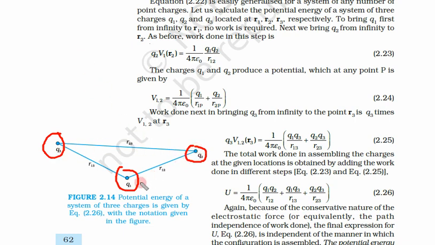So let us solve. Let us say that we brought charge Q1 first and there was no other charge. In that case, the work done must be equal to 0. In the first case, work done must be equal to 0. That means the potential energy is also 0. So the first case is done.